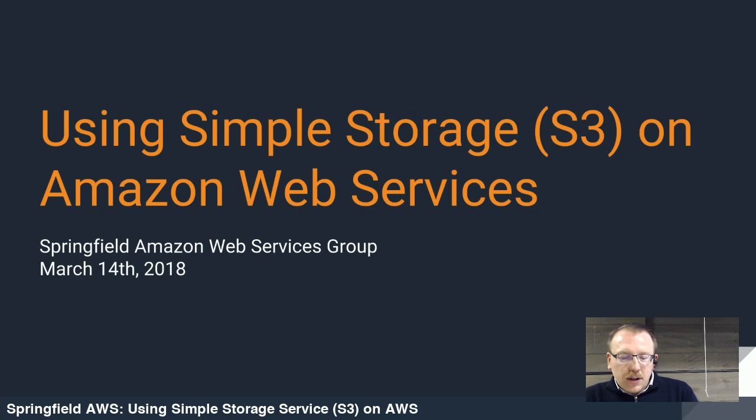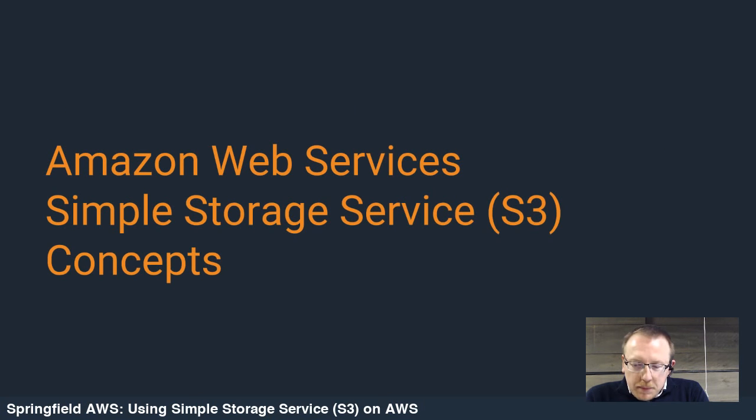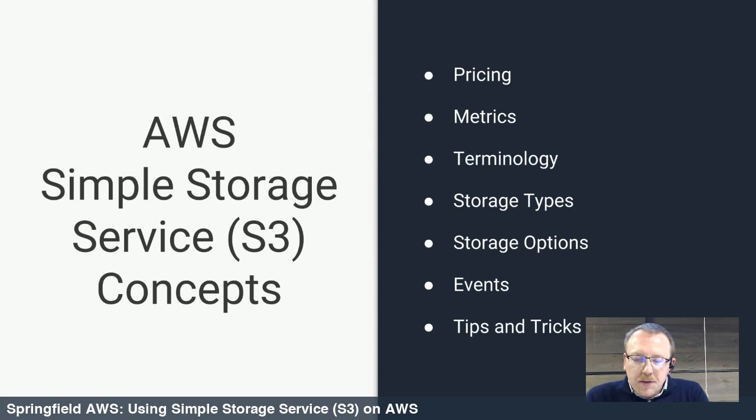We're going to talk about using the AWS Simple Storage Service, more frequently known as S3. I'm going to talk about these basic concepts. Today we're going to cover how the service is priced, the type of metrics you can tap into, some of the basic terminology, and then we're going to go into specifics related to the different service levels or service types that they offer, and when you might use one over another, some of the storage options that you'll see on a per bucket or a per object basis.